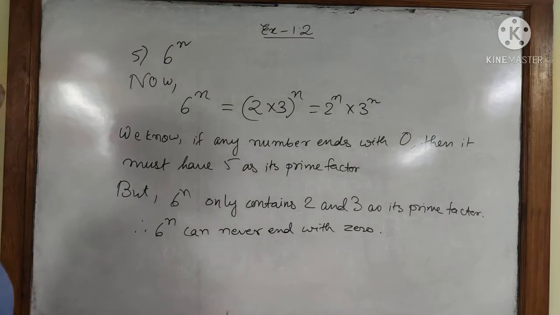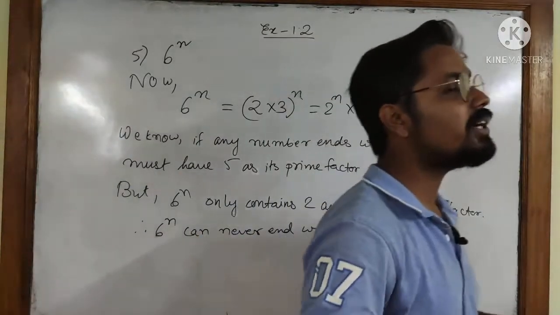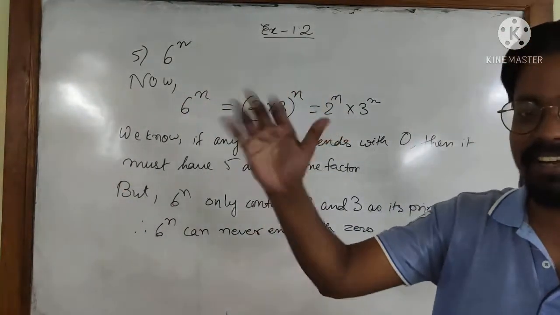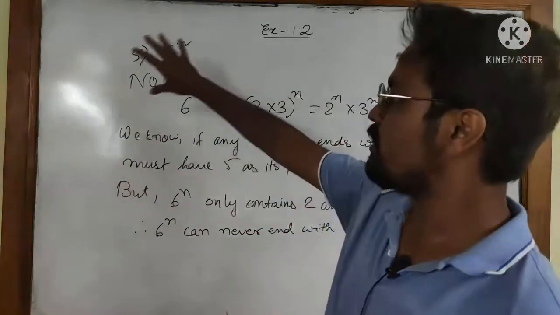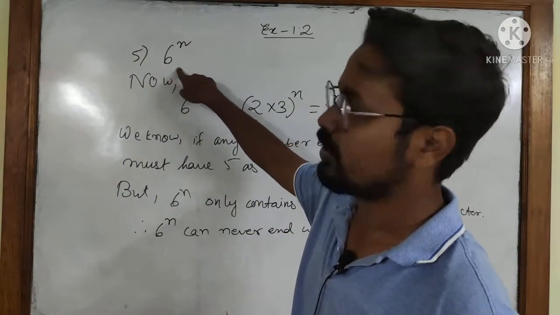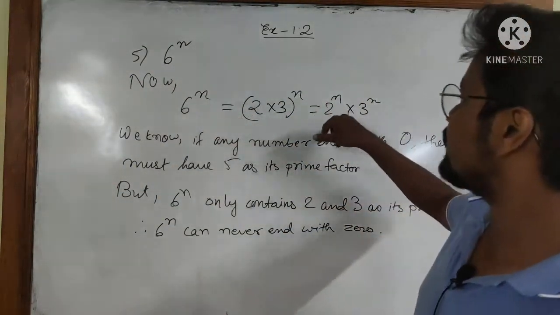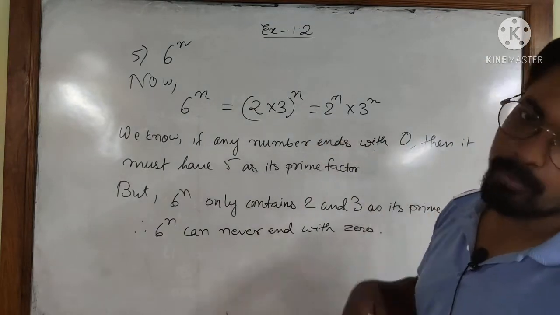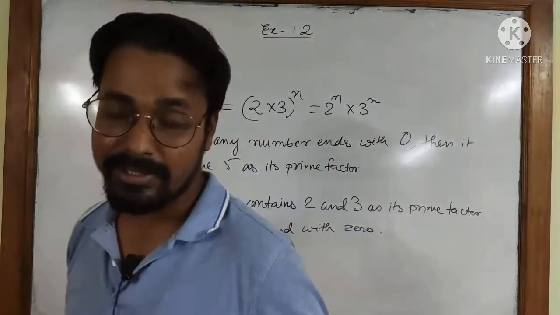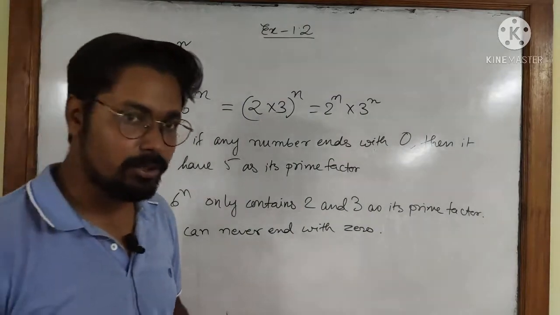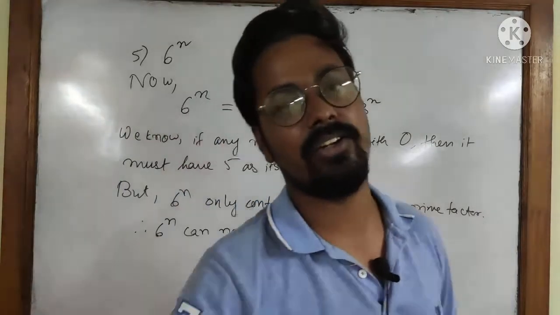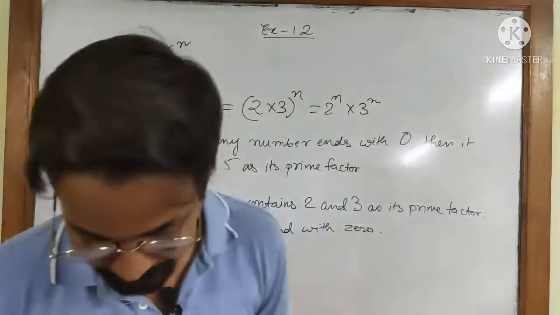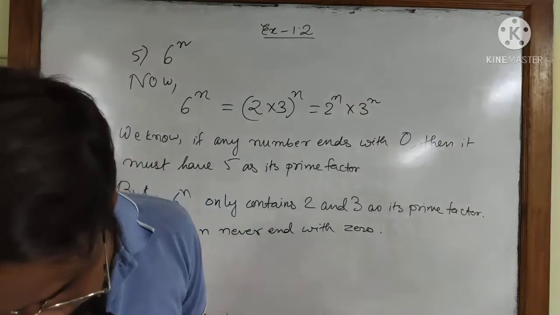Okay, I hope you understood. So keep this in mind, that if any number has to end with 0, it must contain 5 as a prime factor. So whatever number you are given here, try to find the factorization of this number. If it contains a 5, then it can end with 0. If it does not contain a 5, it cannot end with 0. As simple as that. Let's move on to question number 7.